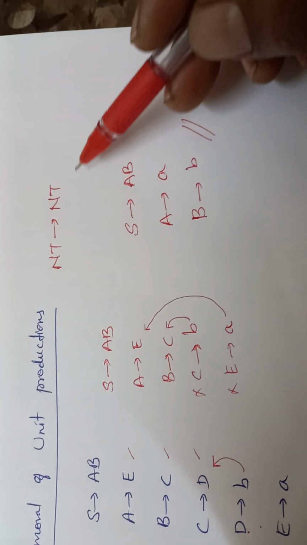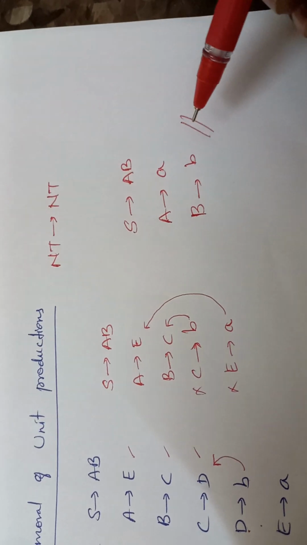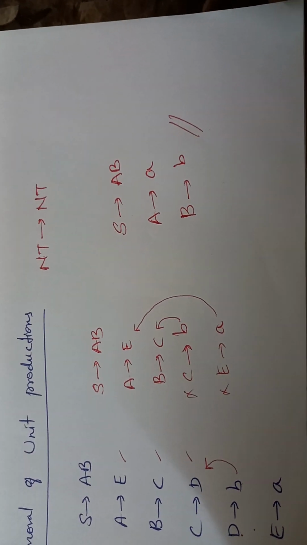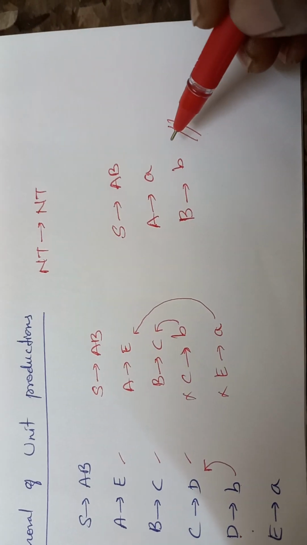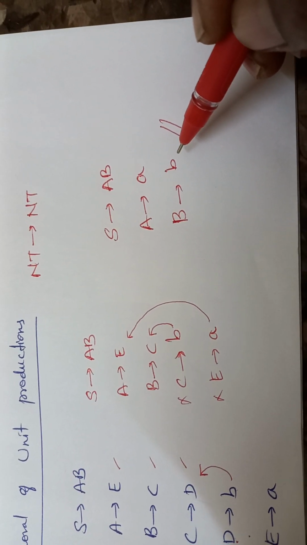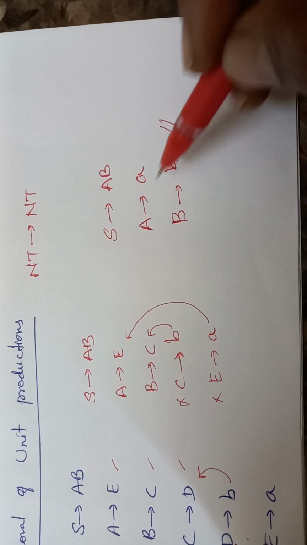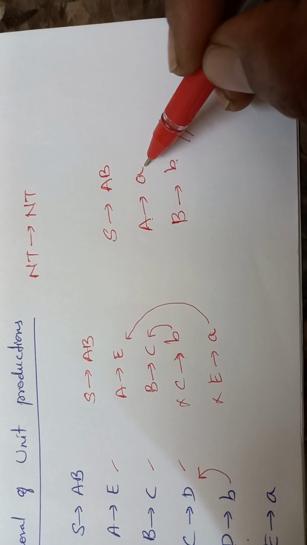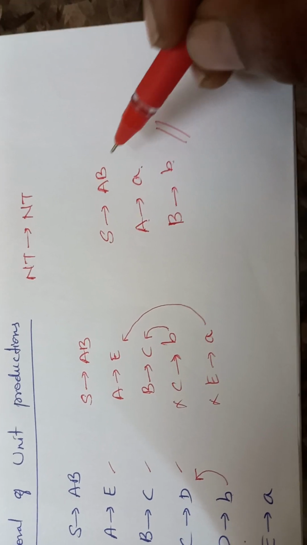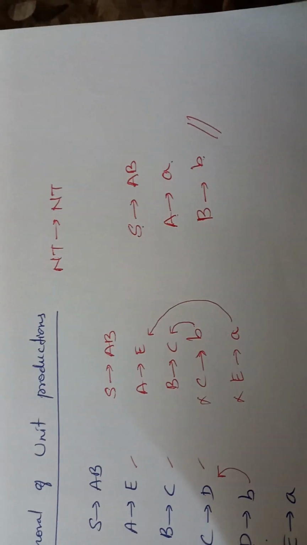That means we have removed the unit production, but still we have to check whether it is reachable and generatable. B derives b, so it is having a terminal. A derives a, it is also having a terminal, and then S derives AB, both are reachable from the start symbol.